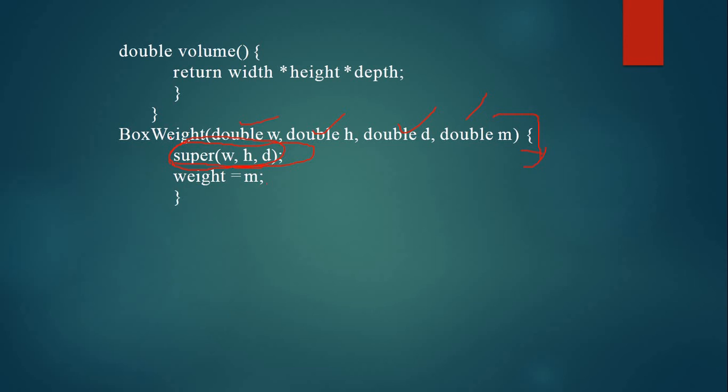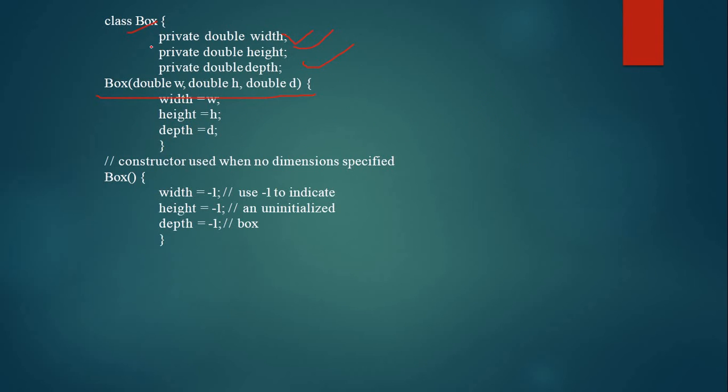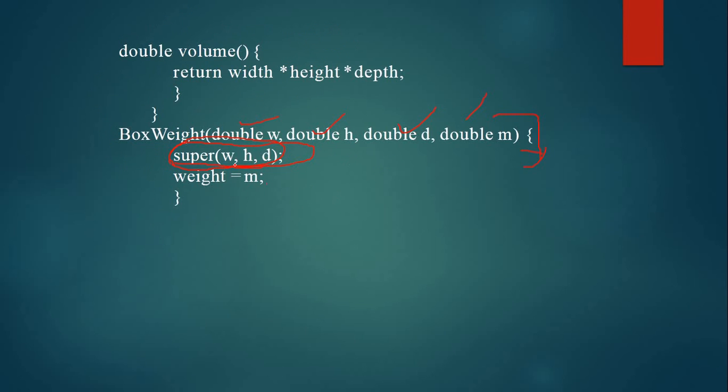So super means the superclass of BoxWeight. BoxWeight has the superclass Box, which has a constructor with three parameters. So this constructor will be called by super(w, h, d). That is the superclass constructor. The fourth value m will be assigned to the weight. So directly we can call the constructor of the superclass using the super keyword. This is the concept of the super constructor.